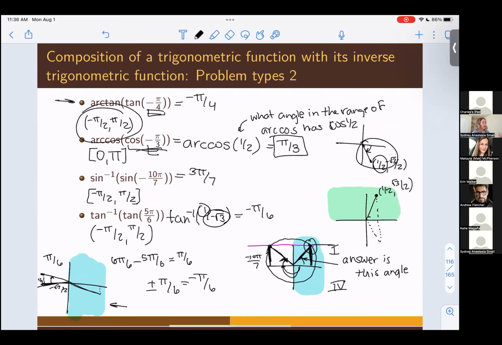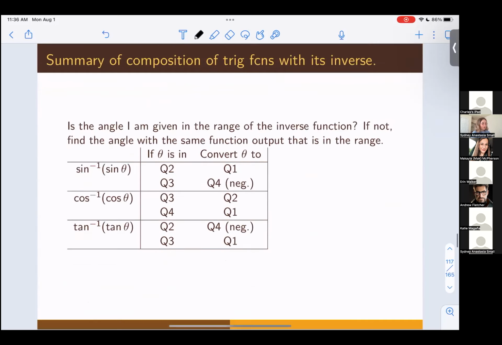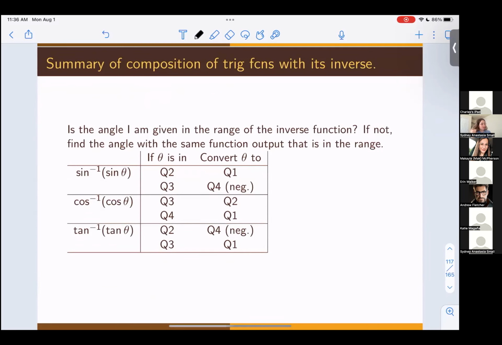So that's just checking, is the angle that you're given in the inside function in the range of the inverse function? If it is, great. If not, we need to find the angle with the same function output that is in the correct range. That is where we would color in our correct range on the axes and think about, okay, I know that the sine of this angle that's not in there is 1/2. Where in my range is there an angle with a sine of 1/2?